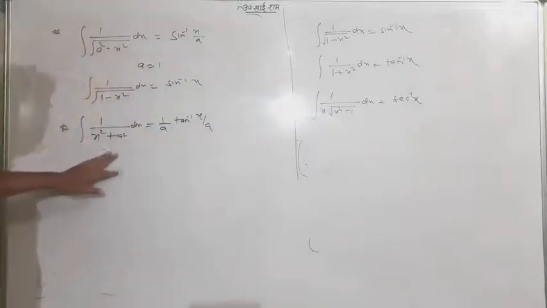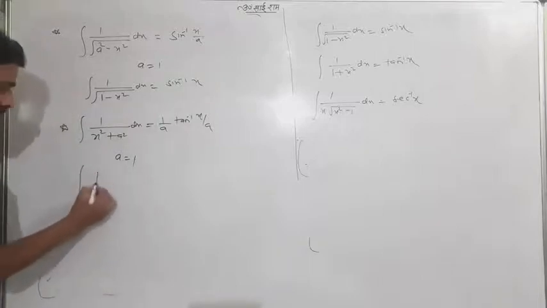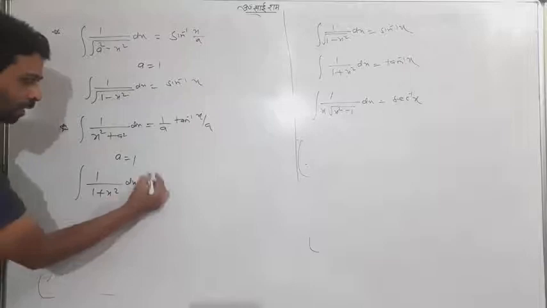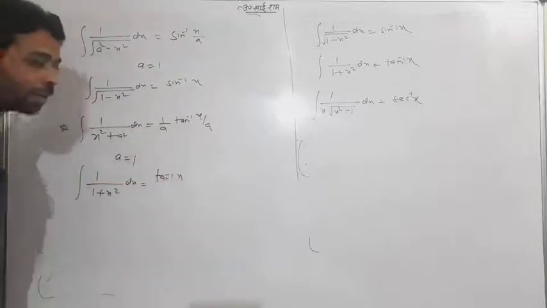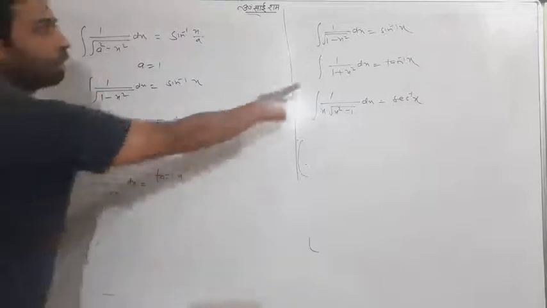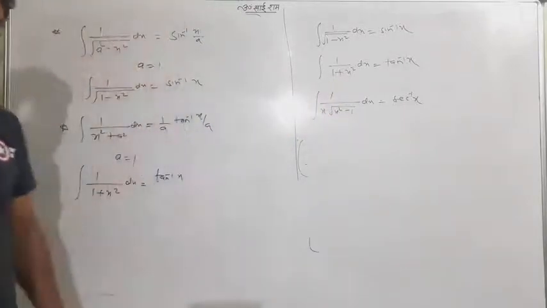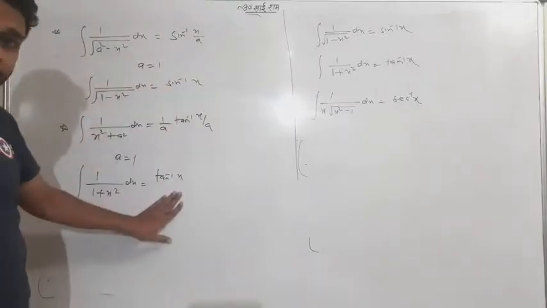Okay, so this formula we have seen. Can you see a equal to 1? So your answer is x square plus 1 or 1 plus x square, whatever you can say. So the answer is 1 by 1 tan inverse x by 1. So 1 I don't want to write. This is the same: 1 upon 1 plus x square. Again I want to repeat the same sentence: whenever 1 upon 1 plus x square is coming, you have to write directly tan inverse x.